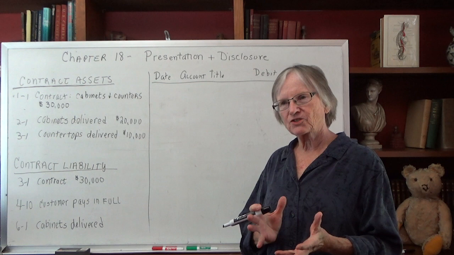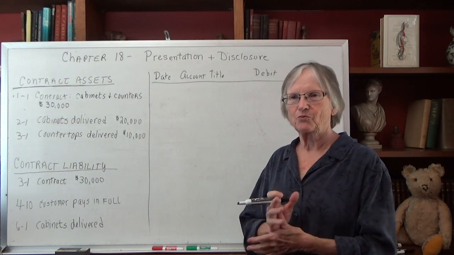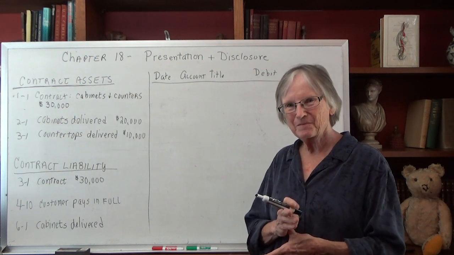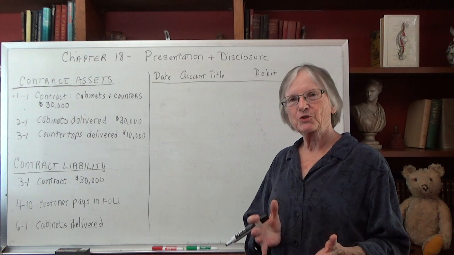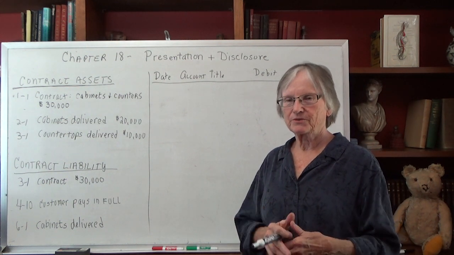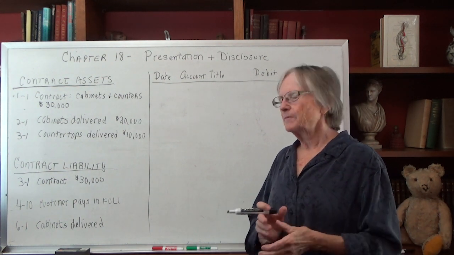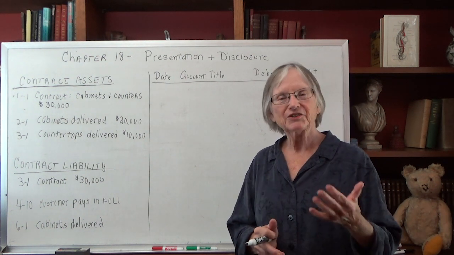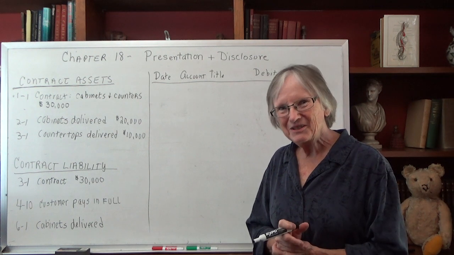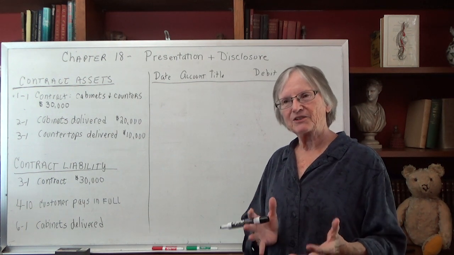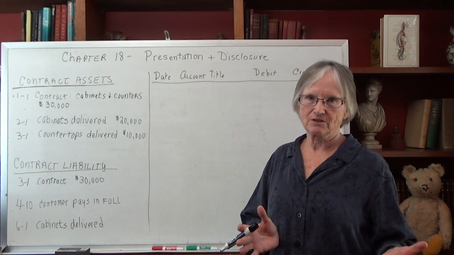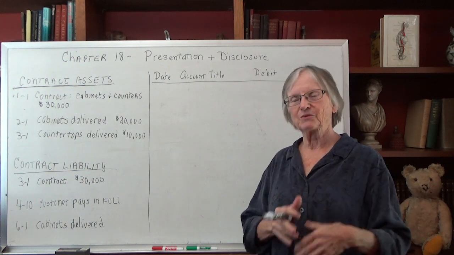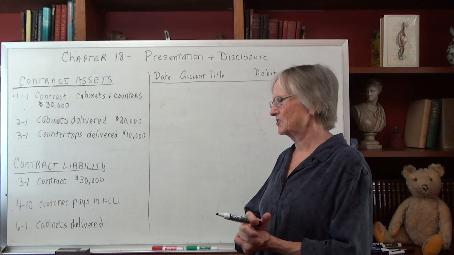Basically, contract assets come in two types. One is unconditional, and these are recorded as accounts receivable. So that's pretty straightforward. The other type of contract assets are conditional ones, and these we are going to record on the balance sheet as contract assets until the full performance obligation is satisfied.